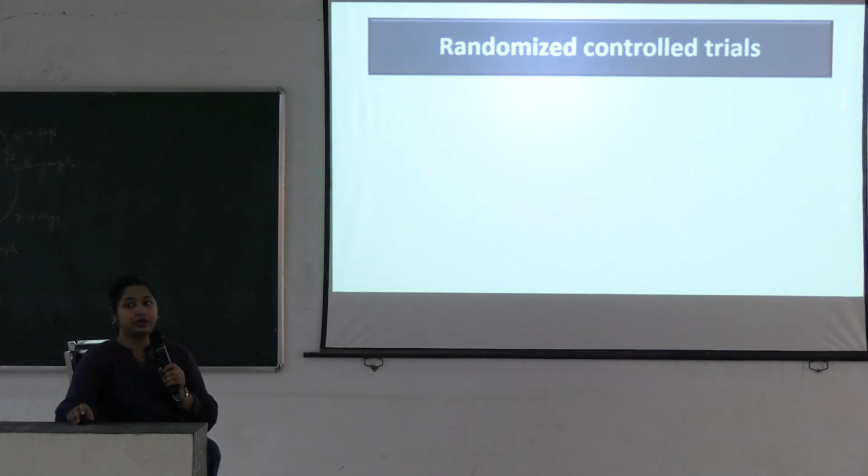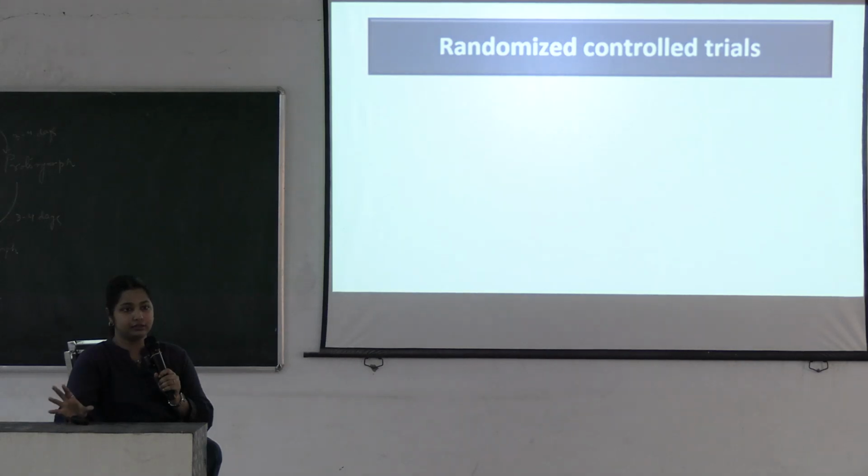Now, the most important experimental study is the randomized controlled trials. Now, as you can see, there are two parts or three parts in that name: randomized controlled trials. Randomized means there is randomization going on. Controlled means there is a control group. And trial means there is an experimental trial.